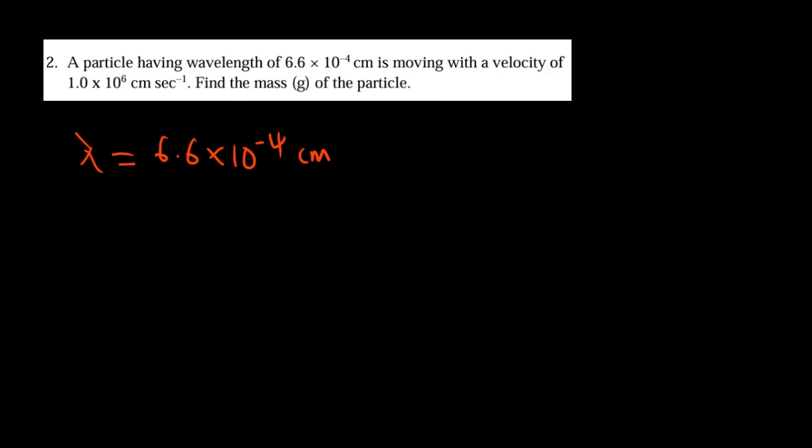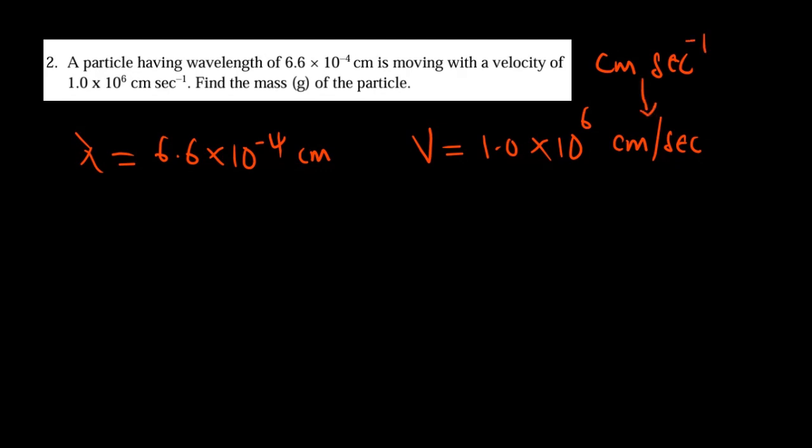A particle having this wavelength is moving with a velocity of 1.0 times 10 to the power 6 centimeter per second. So this centimeter per second is the same as centimeter second to the power minus 1. So this here is the same as what I've written there. The question now is: find the mass in grams of this particle.